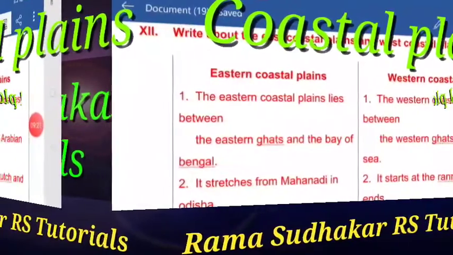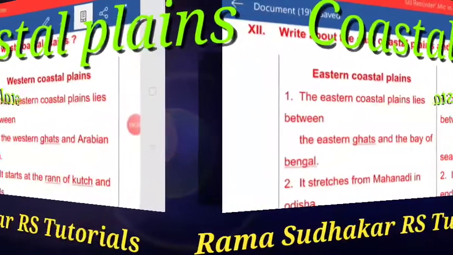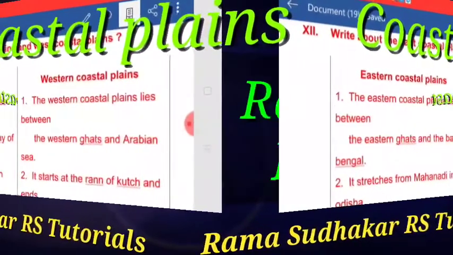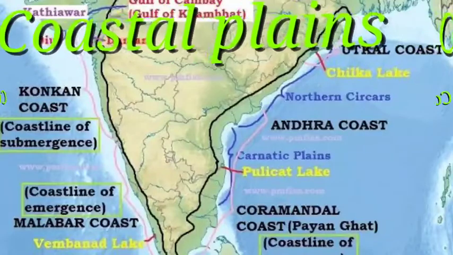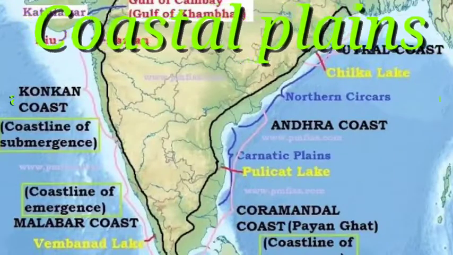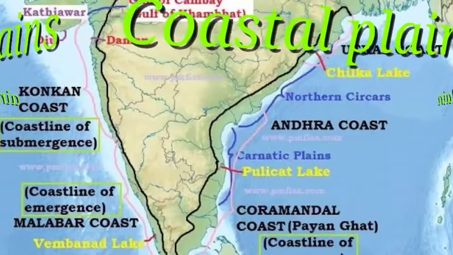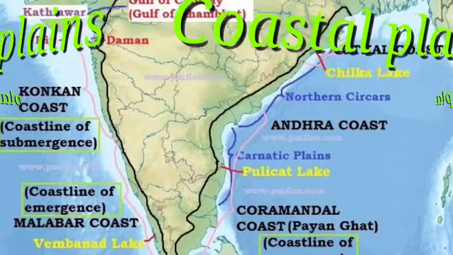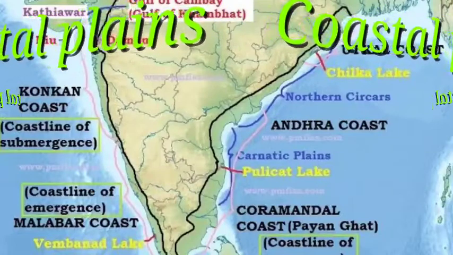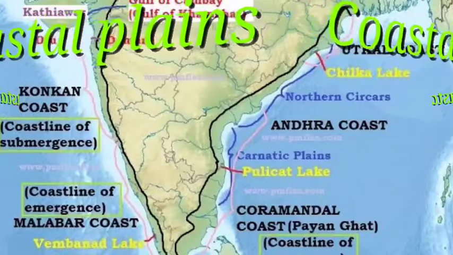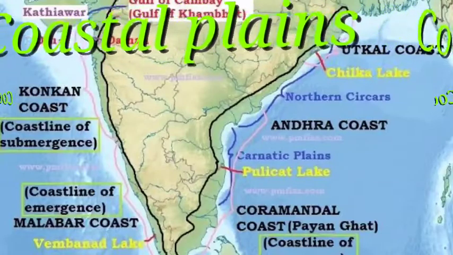The eastern coastal plains lie between the Eastern Ghats and the Bay of Bengal. It stretches from the Mahanadi in Odisha to the Kaveri Delta in Tamil Nadu. They are wide and have a large surface structure. These plains are formed by the rivers Mahanadi, Godavari, Krishna and Kaveri. So these plains are very fertile.